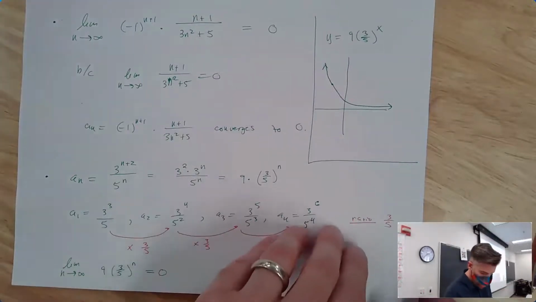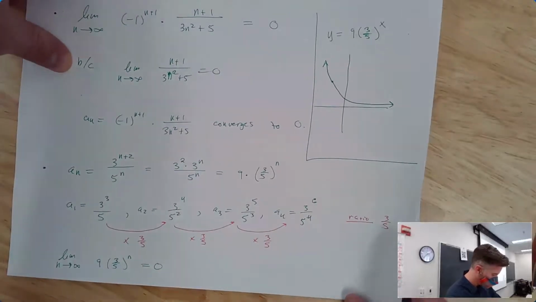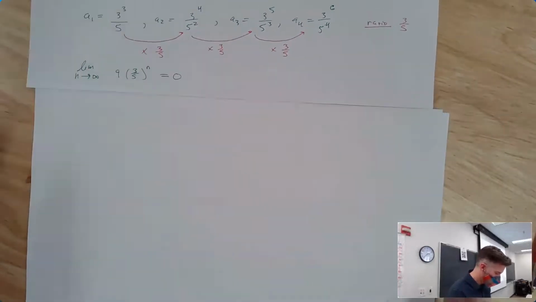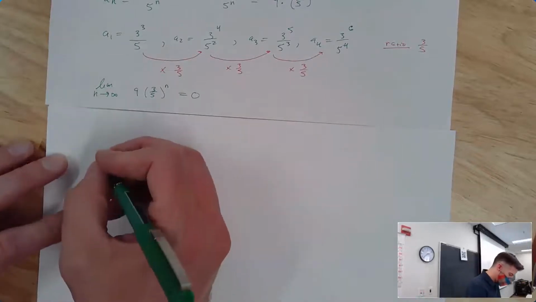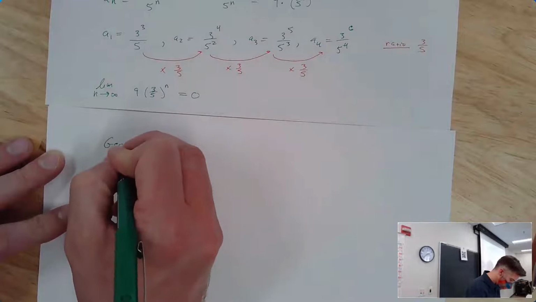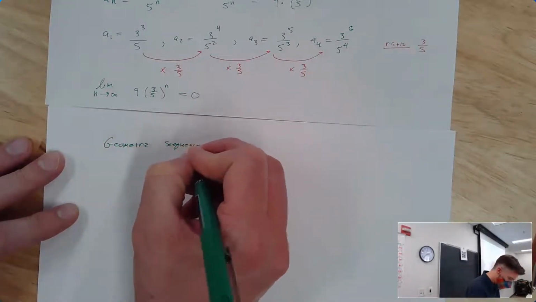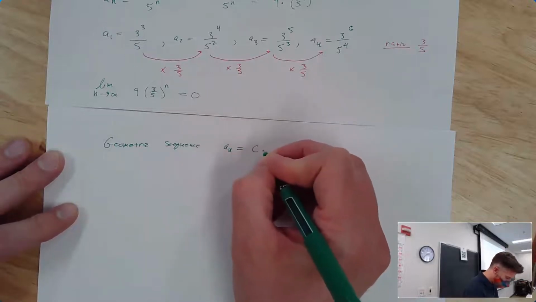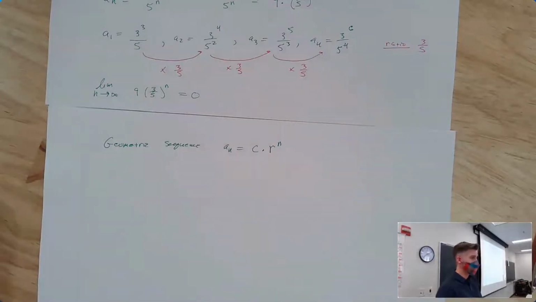So I should be a little bit more specific here. For a geometric sequence, one of two things can happen. There's kind of a third thing, but it's lame. A geometric sequence looks like this. It's always some constant times some ratio to the nth power. That's always how we write it eventually.